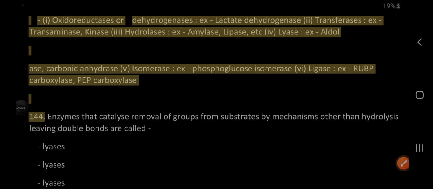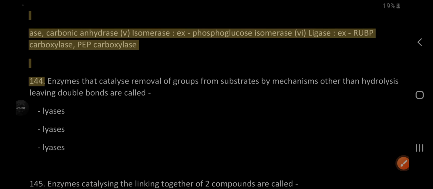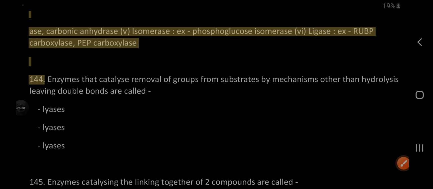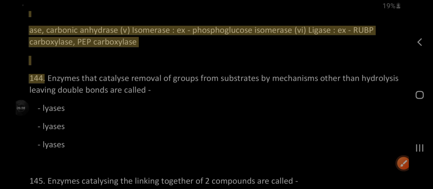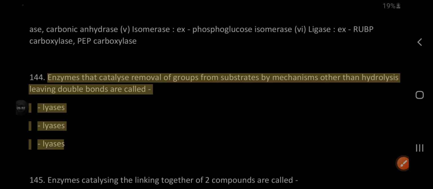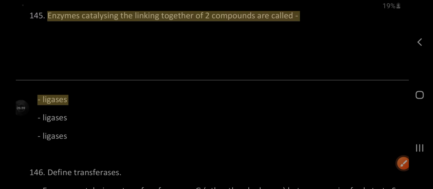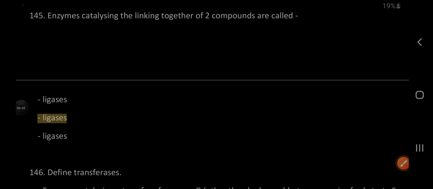144. Enzymes that catalyze removal of groups from substrates by mechanisms other than hydrolysis, leaving double bonds, are called lyases. 145. Enzymes catalyzing the linking together of two compounds are called ligases. 146. Define transferases.